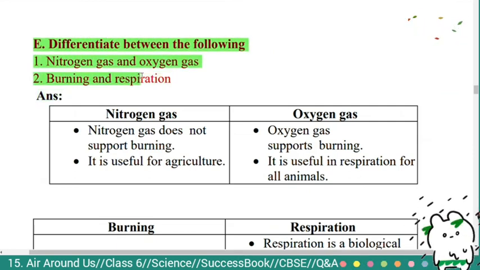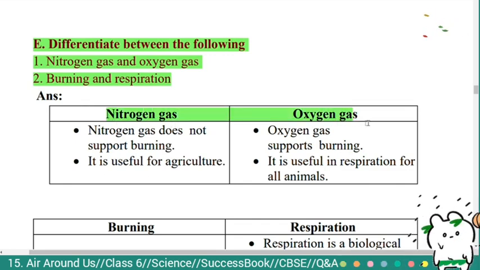First one, nitrogen gas and oxygen gas. Second one, burning and respiration. First we will see the difference between nitrogen gas and oxygen gas. Nitrogen gas does not support burning, whereas oxygen gas supports burning. Nitrogen gas is useful for agriculture and oxygen gas is useful for respiration for all animals.